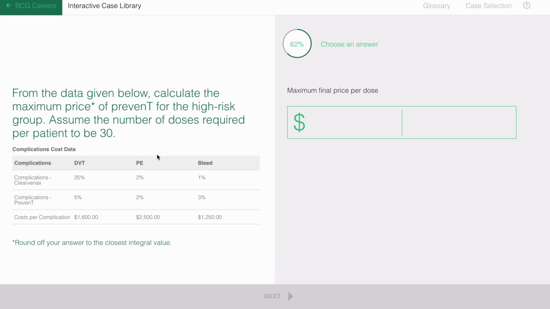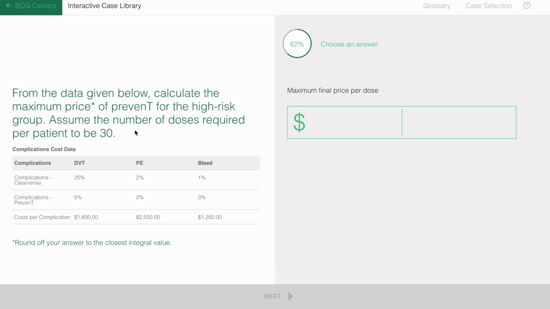So this does not save hospitals money, nor does it cost them more money. However, for bleed, Prevent-T does worse than Clearvanax by 2%, right? So 2% times $1,250 gives us $25. So if we take $320 minus $25, we get $295, which is the economic value we're delivering overall. If the number of doses is 30, $295 divided by 30 is roughly rounded $10. So $10 is the economic value per dose.